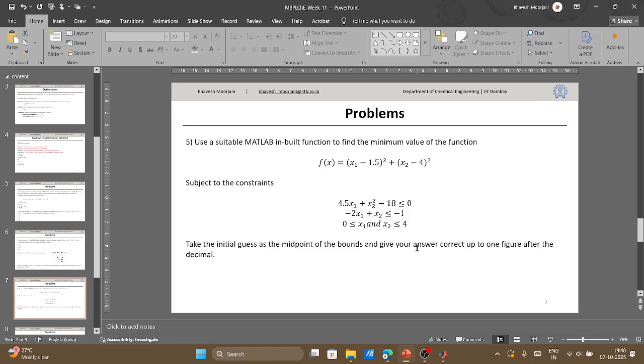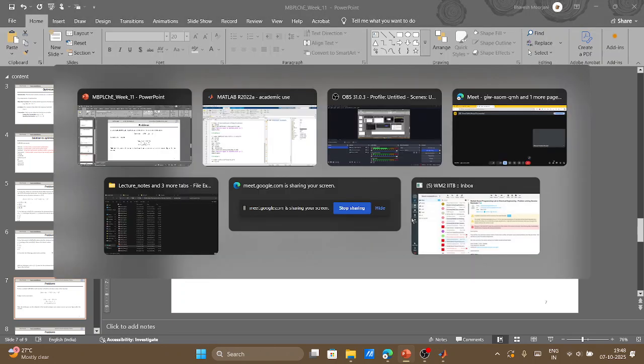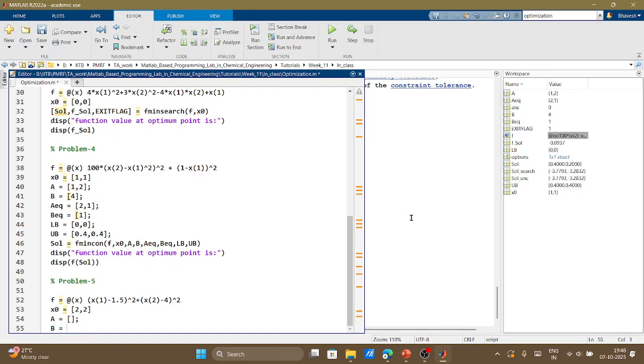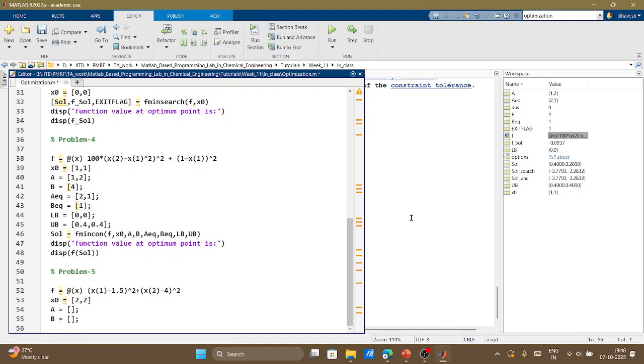Now we have to write the constraints. Since we don't have any equality constraint, I can put A equal to a null matrix. B can also go as a null matrix. You can create them separately, or when you are calling the fmincon function, instead of writing A and B, you can just write the null matrices here.